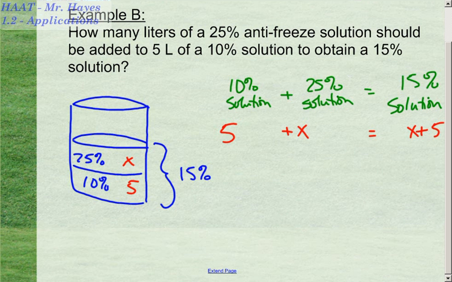And so if you look at the equation, it makes sense, and you're saying, oh, well, duh, Mr. Hayes. 5 plus X is going to equal 5 plus X, which is true. The question is, how can we get something else so that we can compare the two? And the thing that's going to be there is whatever your solution is, in this case, antifreeze. In this vat down here, how much antifreeze do I have?